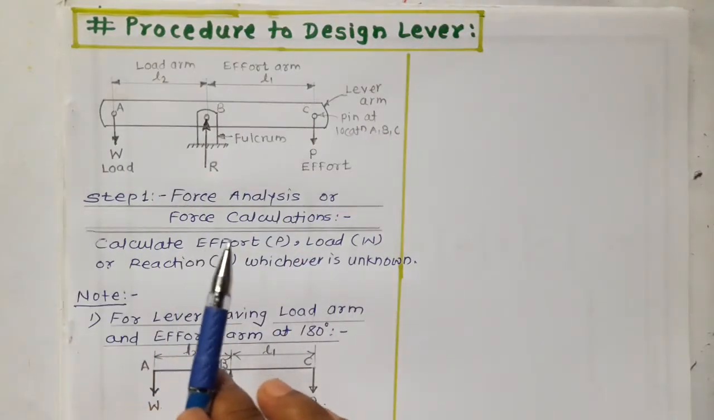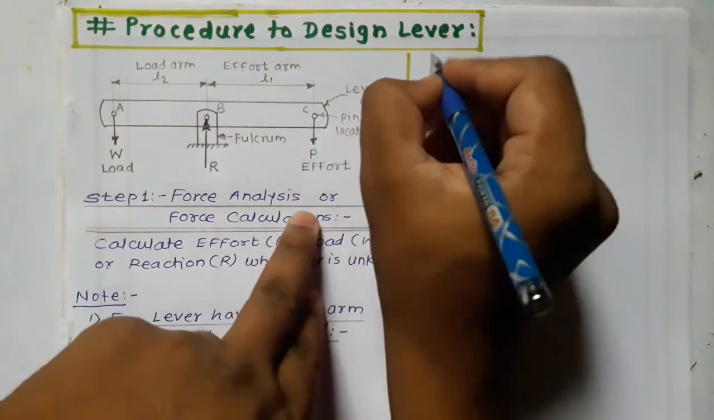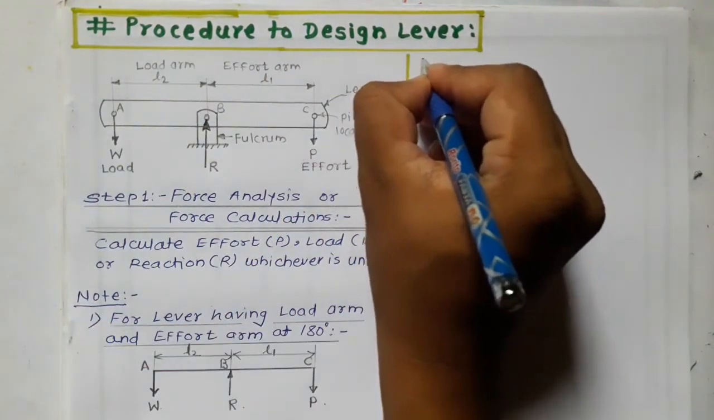Now to find out this P, W and R, let us consider the first case, for lever having load arm and effort arm at 180 degree. So as this is a load arm and this is effort arm, an angle between these two arms is 180 degree. So in this case we have to find out the equation to find out either P, W or R. In order to find out P or W, whichever is unknown, we have to take the bending moment about B.